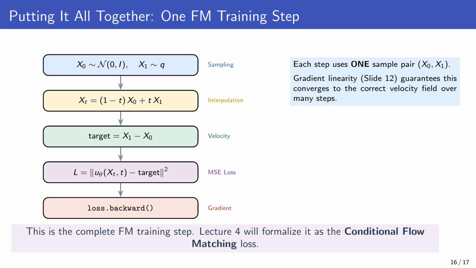Step 4, the MSE loss. Feed x_t and t into the network, get the predicted velocity, and compute the squared error against the target. Slide 11. Step 5, backpropagate. Compute the gradient and update the network weights. The gradient linearity from slide 12 guarantees that this single sample gradient points in the right direction on average. That is it, 5 steps, each one a concept we built in this lecture. In lecture 4, this will be written as one formula, the conditional flow matching loss. But now you know what every piece means and why it works.